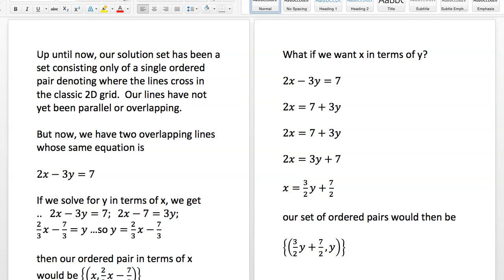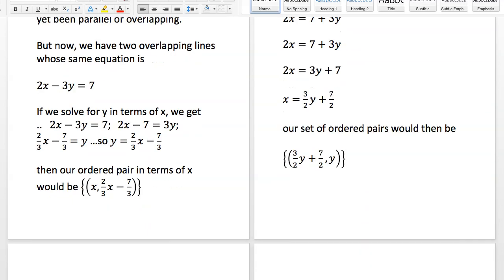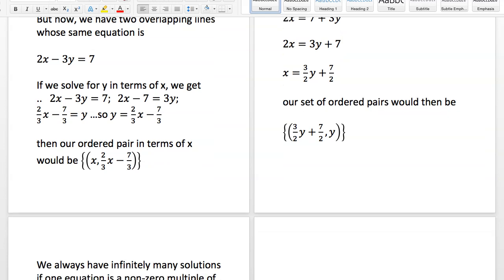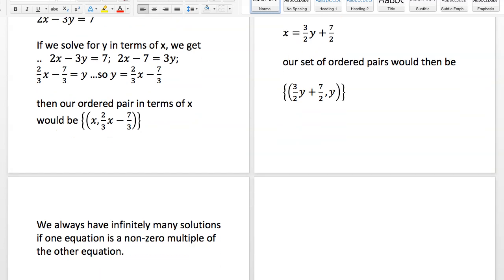Okay. So that's if we have infinitely many solutions. And that one is kind of the royal pain. If one equation is a non-zero multiple, you don't want zero, but otherwise you're fine, of the other equation. So just if one equation is a non-zero multiple of the other equation, you'll have infinitely many solutions.